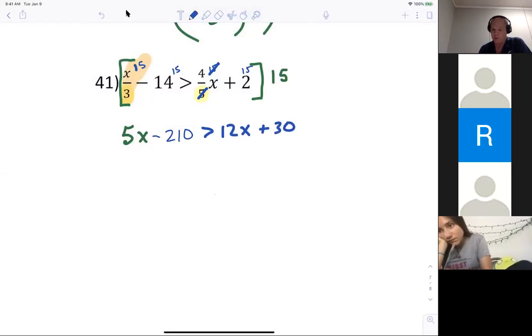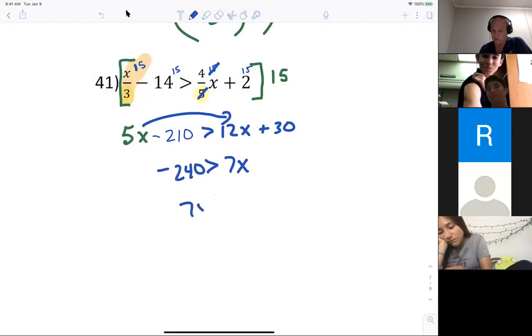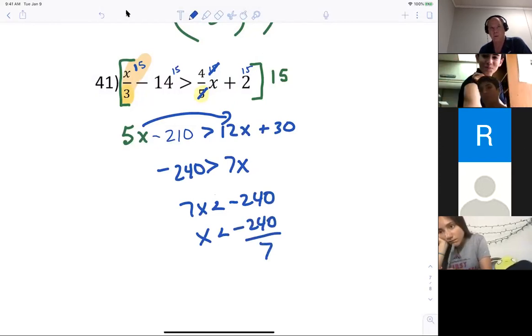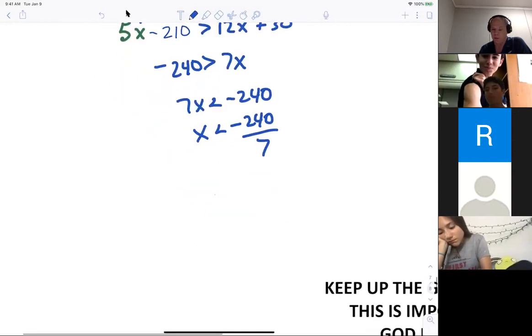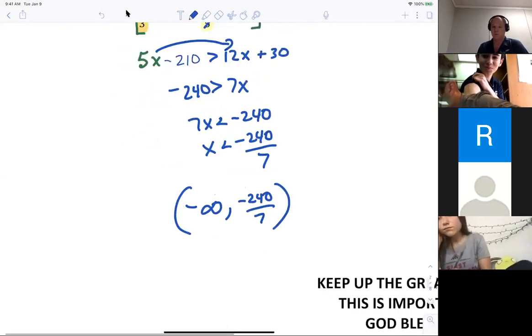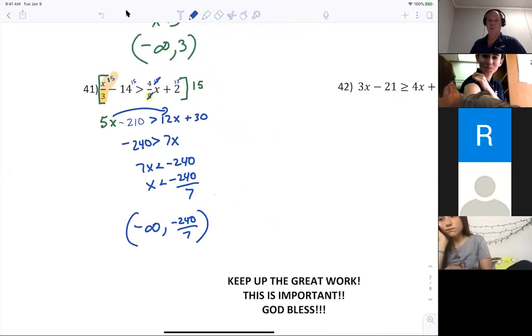So now again, I'm going to move this over because I want it to be positive. Subtract 30. That looks to me like negative 240. So 7x is less than negative 240 or x is less than. You agree with that? And so now we have negative infinity. All right, guys, that's the end. I don't think that was that hard.